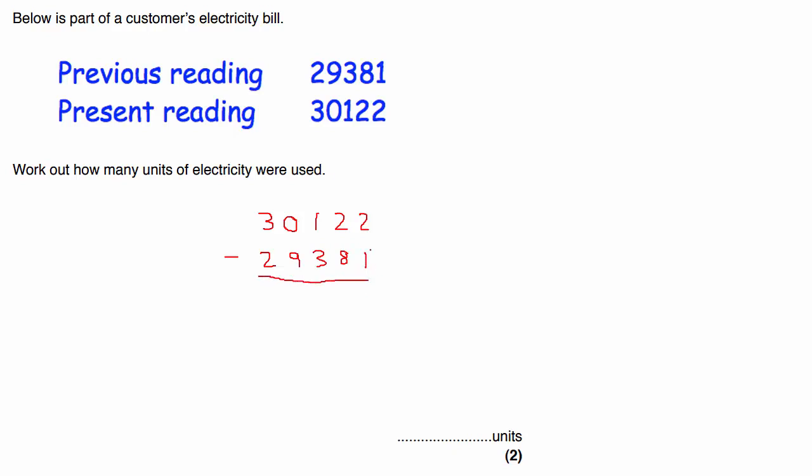Again, starting with the units, 1 from 2 gives us 1, 8 from 2 doesn't work, so we need to borrow from there. And that now becomes 8 from 12, which gives us 4. We now need 3 from 0, which doesn't work, so we need to borrow a 10. And we're going to have to take that from this 30 here. That becomes 29. So now 3 from 10, 7. And now we're going to get zeros, aren't we? 9 from 9 and 2 from 2. So we end up with just 741 units. Okay, which is hopefully what you got.